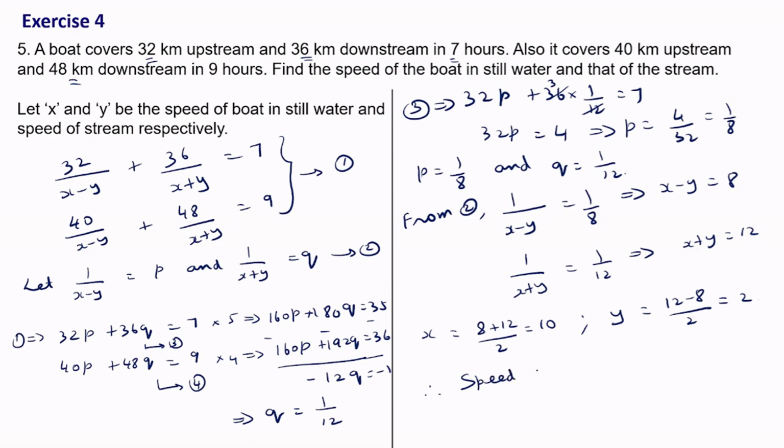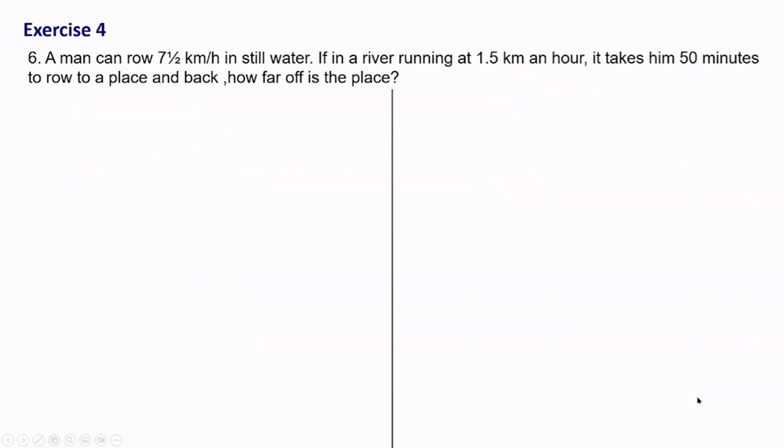Therefore speed of boat equal to 10 km per hour and speed of stream equal to 2 km per hour. So we are asked to find the speed of the boat in still water and speed of stream. So these are the values. Let us proceed.